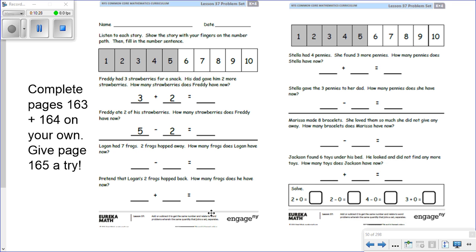And you'll see a number line at the top of the page. Like I said, the number line is for you to just use your finger and point to the numbers and then move your finger up or down, depending on if it's adding or subtracting. You're not supposed to draw or circle or color on the number line because you can use it again and again. And it'd be great if you can give page 165 a try.